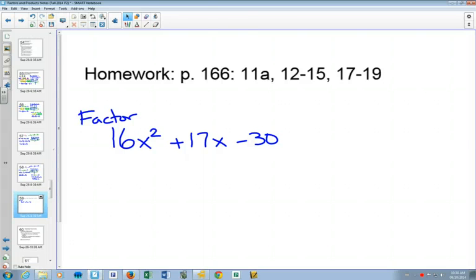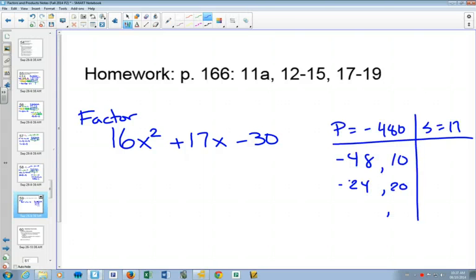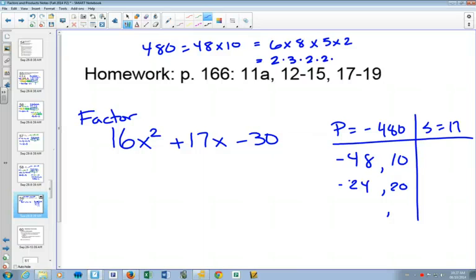I'll put the answer up for this one in a second. You can go to your prime factorization. Do you see that 480 is 48 times 10? And 48 happens to be 6 times 8. And 10 is 5 times 2, right? And maybe you can see from here that 6 is 2 times 3. 8 is 2 times 2 times 2. And now I've got my prime factorization.